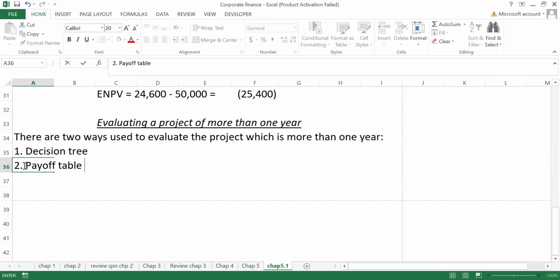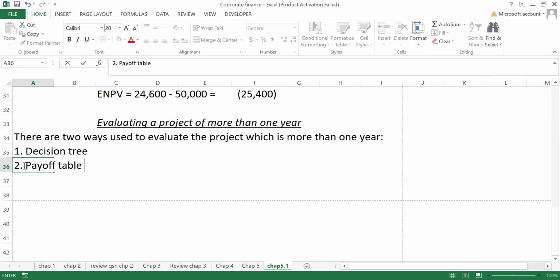Now, if it is a decision tree, you just do a decision tree and then determine the expected value using it. However, the only limitation is that you cannot exceed 3 years. The maximum for a decision tree or payoff table is 3 years. It cannot accept more when you are using this probability.